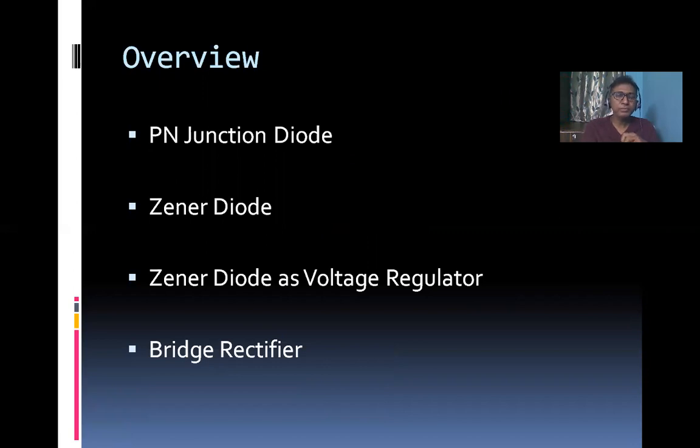PN junction diode. Simply we can call it a diode, junction diode, or PN diode, all one and the same thing. Then one of the applications of a diode is the Zener diode: how the Zener diode is made and what its usage is, mainly as a voltage regulator. And then again the usage of diodes in rectifiers.